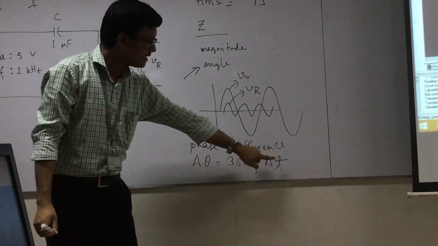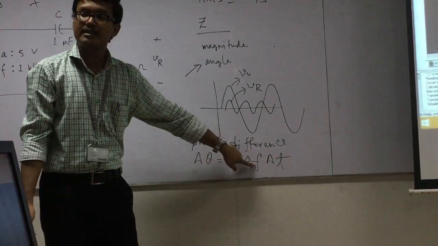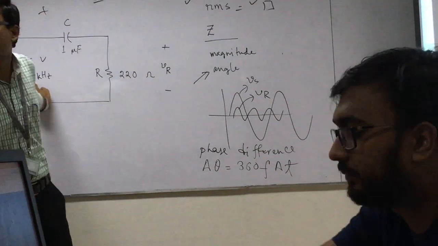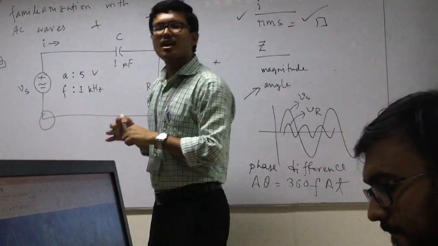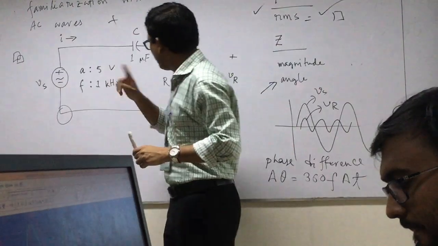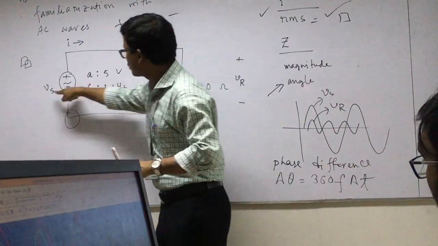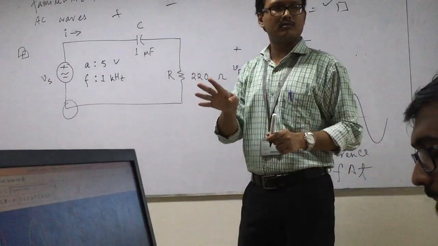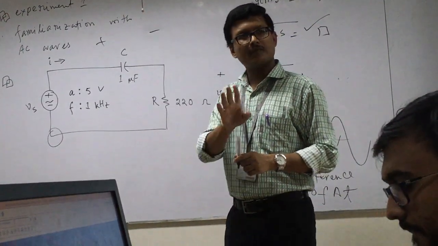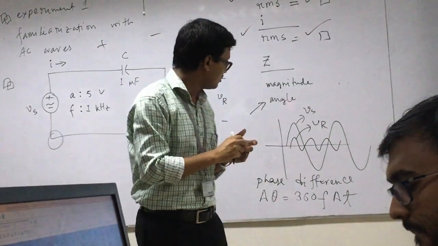360 F delta T. F is frequency, which in our case is 1 kilohertz. Many instantaneous curves are here, and all have the same frequency. Source 1 kilo, I 1 kilo, this 1 kilo, everybody 1 kilo. The frequency is the same for all curves, all instantaneous values.